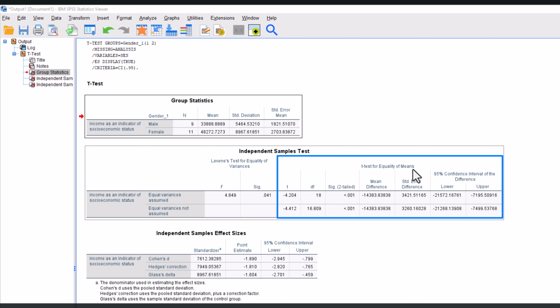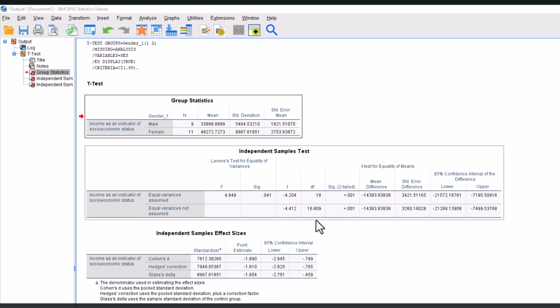Under the test for equality of means, we need to refer to significance two-tail. If the value is less than 0.05, then we can conclude that there is a significant mean difference in both groups, and female socioeconomic status is significantly higher compared to males.